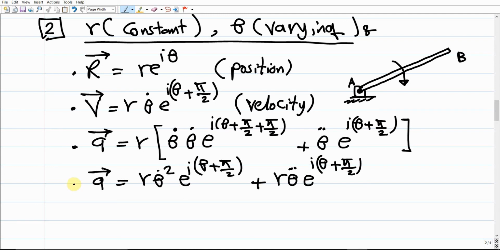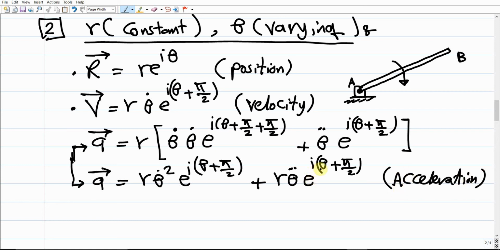So this is for the position vector, the velocity vector, and the acceleration vector in the case where r of the position vector is constant and theta is variable, or dependent on time. A very good example of this case is a link that rotates about a point. So this is for the acceleration. This is the acceleration term. Now let us figure out the directions.